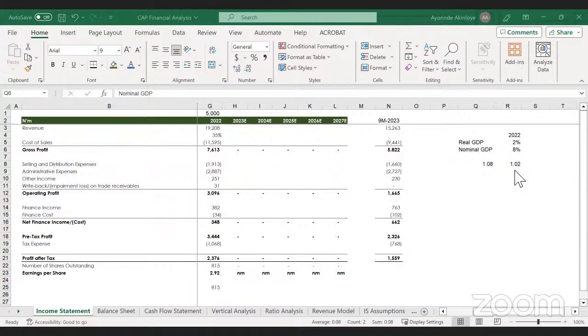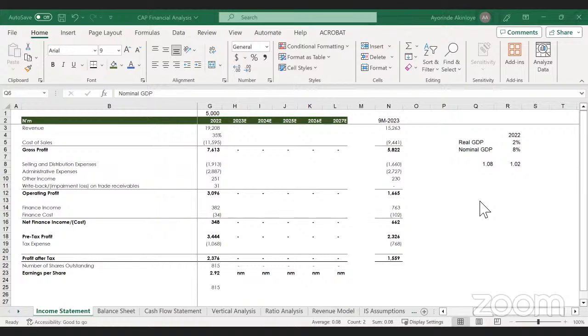This is sometimes the disadvantage of one-on-one class. Let me take a step back and explain again. The problem we have with CAP is that CAP does not have a lot of disclosure on their revenue. They don't tell us the quantity they sold and the price at which they sold. So it's difficult for us to make forecasts and projections into the future.